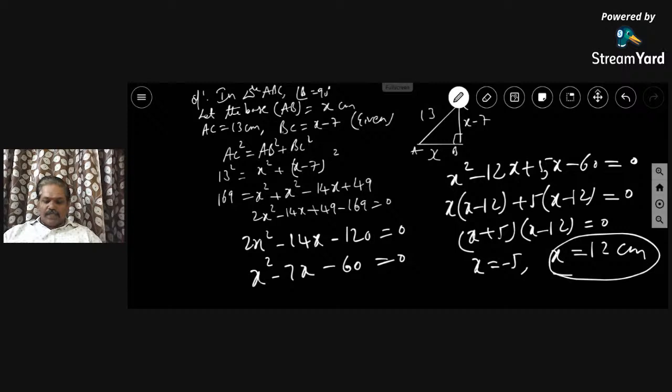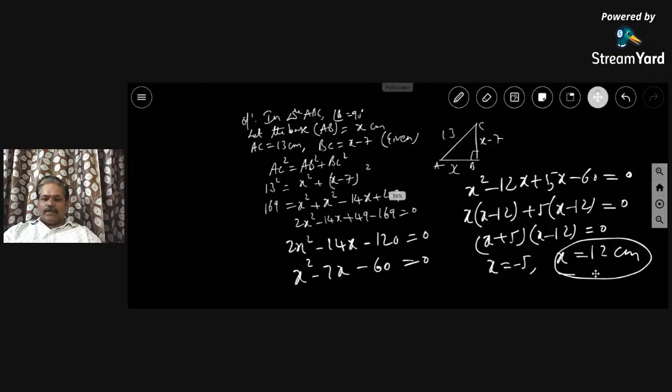We never say, what is your age, I am minus 5 years. No one will say that. We'll say at least 12 years. Positive values we discuss. And what is your weight? I'm minus 5 kgs, that is the wrong way of expression. Positive values, that is 12. So x is equal to minus 5 is not possible. x is equal to 12 is possible.